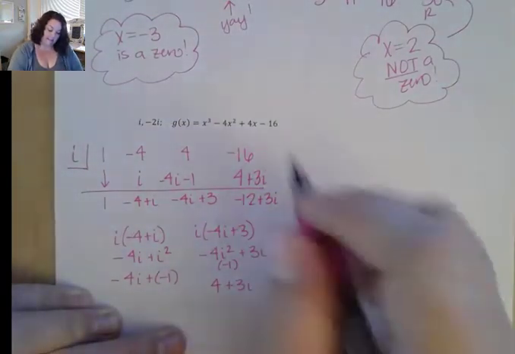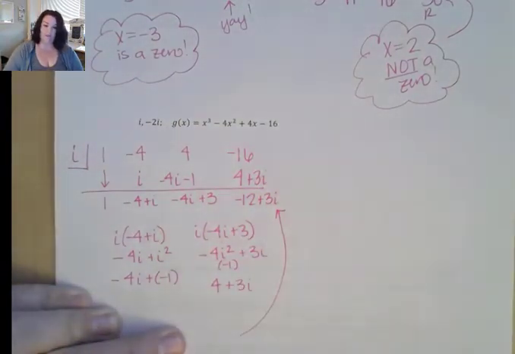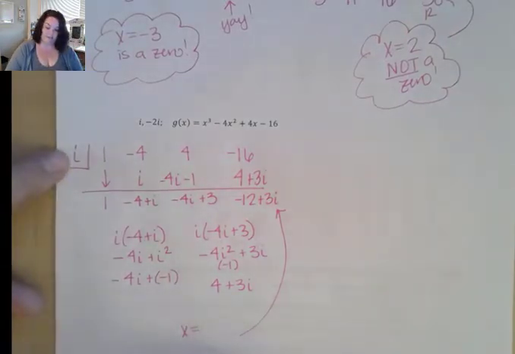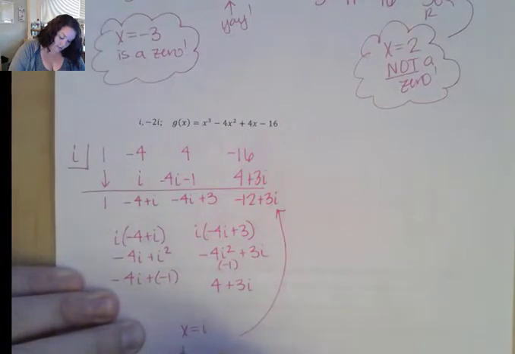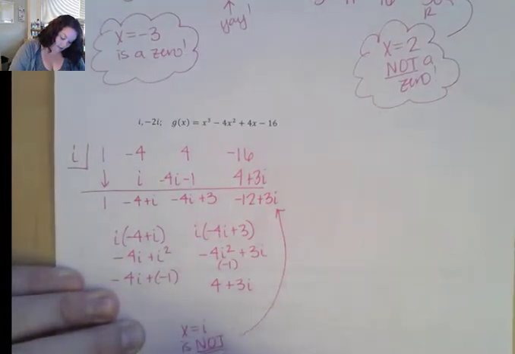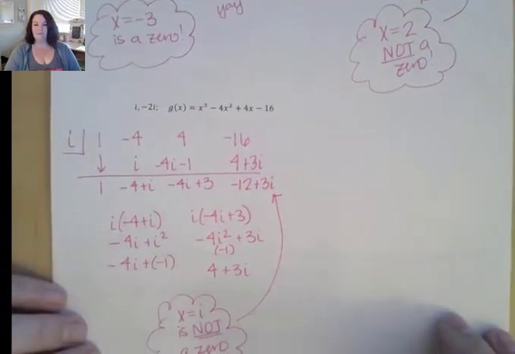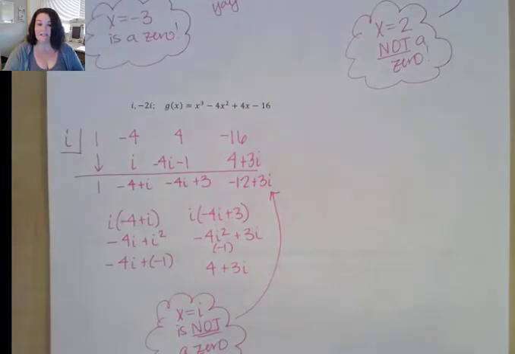And then obviously this is not a 0. So if it's not a 0, this tells me that x equal to whatever's in my box here, which is i, is not a 0 of this polynomial function. Okay? So it would have to equal 0 or go in evenly in order for i to be a 0. So let's try another one.